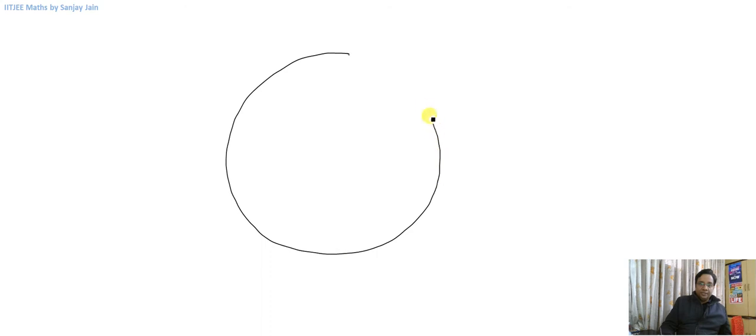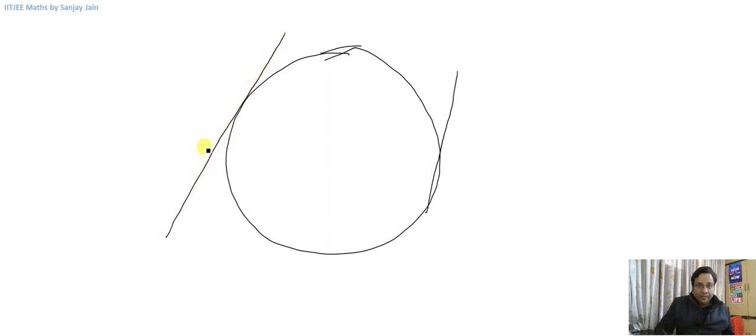Tangent is a line that touches the circle at exactly one point. Now the point where the tangent touches the circle, let us say this is the point. Pardon my drawing. Let me draw another line. Yeah, this is a secant. This is a tangent. It touches at this point. Now let us name this point as P. This point is called point of contact.